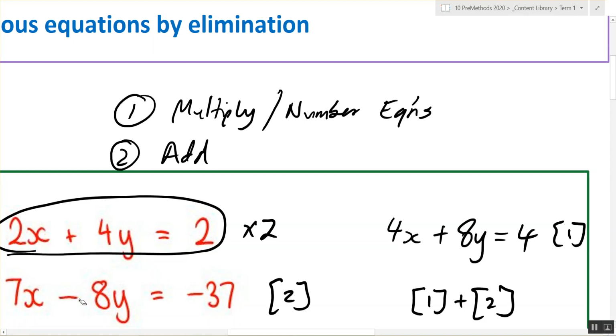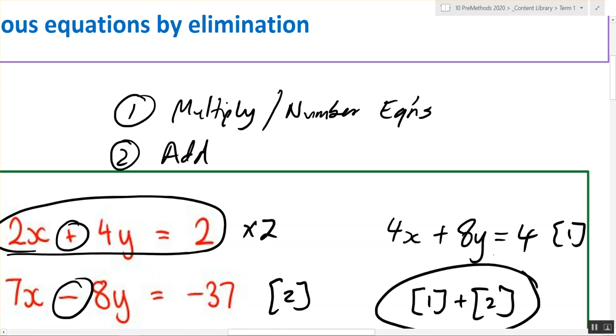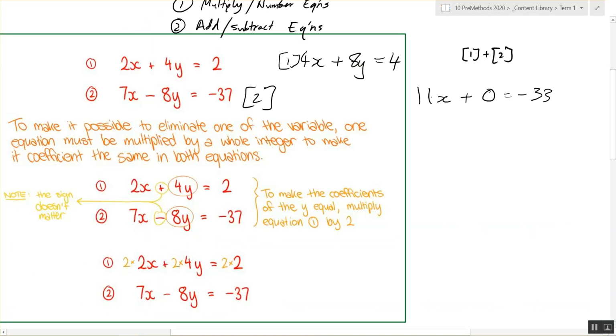Does that make sense? So the reason I added them together was because the y's were opposite signs. So this y is positive, this y is negative. That's why I added them together here. So if they were to be both positive or both negative, you take them away? Yeah. So if they're both positive y's or both negative y's, you take one away from the other one.